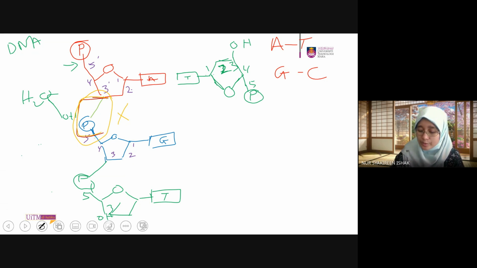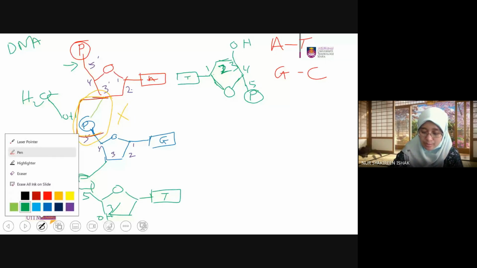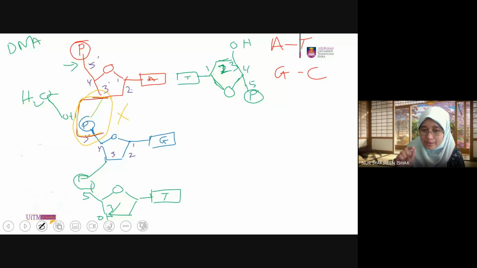So between adenine and thymine, the two DNA strands are attached through the formation of hydrogen bonds. Between adenine and thymine, there will be two hydrogen bonds. Two hydrogen bonds. Hydrogen bonds you have to draw using a dotted line. Adenine and thymine, two hydrogen bonds. Then the next strand is the nucleotide guanine paired with cytosine. Cytosine, maybe I make it purple.